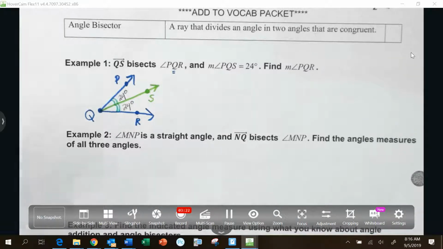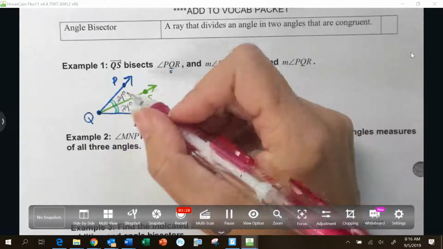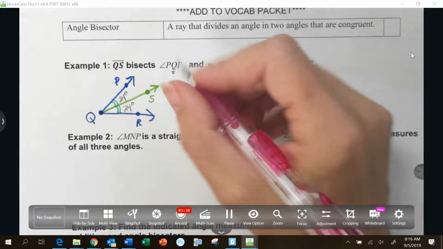Those of you that just came in, we are doing our notes from last time. You already have these notes from yesterday. Okay, so if we know that they're both 24, we can add them together.